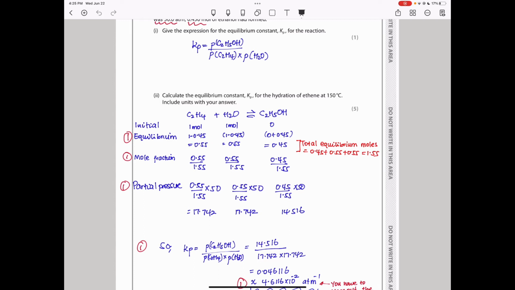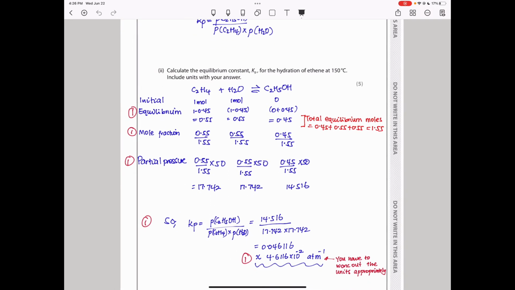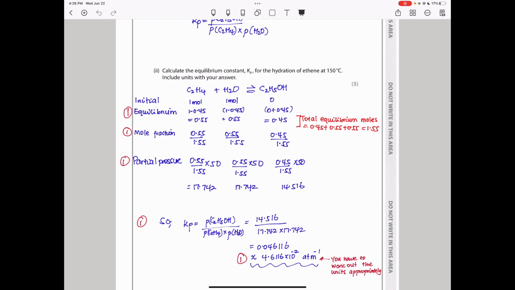These are the moles of each present at equilibrium. And when we add them all up, we get the total moles to be 1.55. That is the total number of moles of all the components present at equilibrium. Now, before we insert our data into the Kp equation, we need to find the mole fraction.